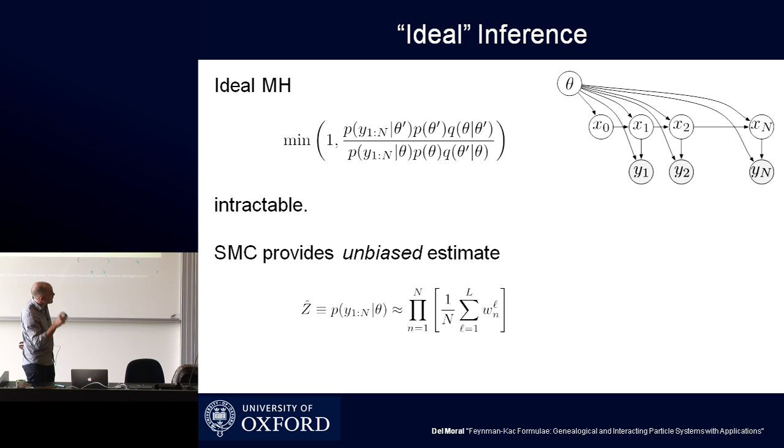So if you want to do inference in this model and you really care about these fixed parameters, then what you want is Metropolis-Hastings, where again you propose from some proposal distribution for theta and then evaluate these quantities. But you can't actually evaluate those quantities in these kinds of models, but sequential Monte Carlo provides an unbiased estimate of this quantity, which is kind of interesting. And you can read about it in Del Moral's book if you would like.